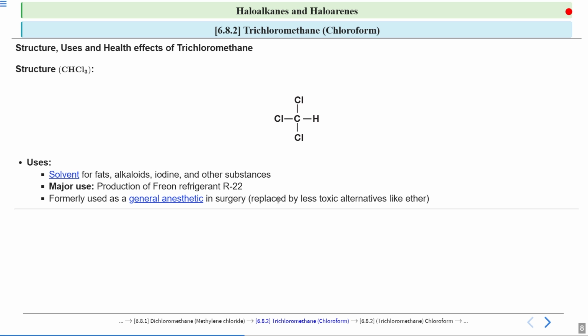Chloroform has a toxic nature. You can see its major use in the production of freon, which is very harmful for our environment and our ozone layer. So for a less toxic alternative, we use ether as a replacement in general anesthetic for surgery. So these are the uses of chloroform.